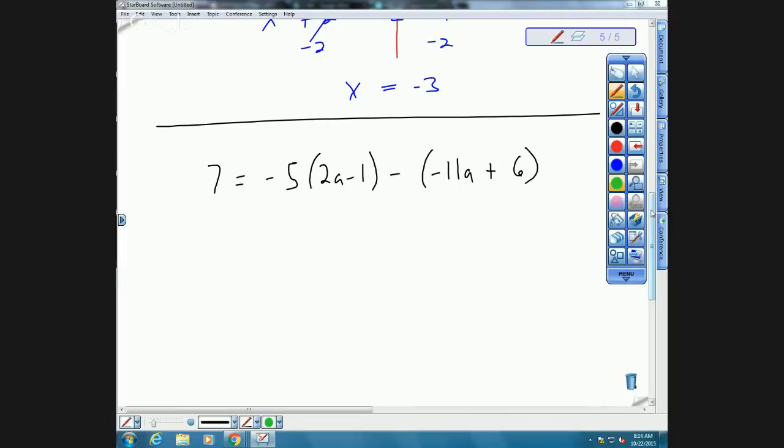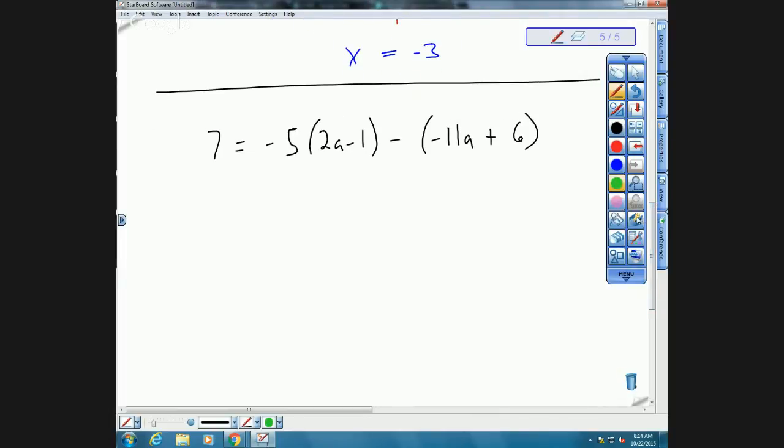All right, so here's one where you've got the distributive property mixed in there. We can't do anything on the left side. There's nothing to do over there, there's just a 7. So I want to simplify this right side to get going. So I get -10a plus 5. -1 times both of these would be plus 11a minus 6.